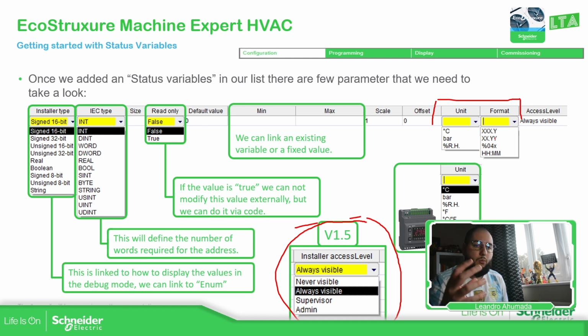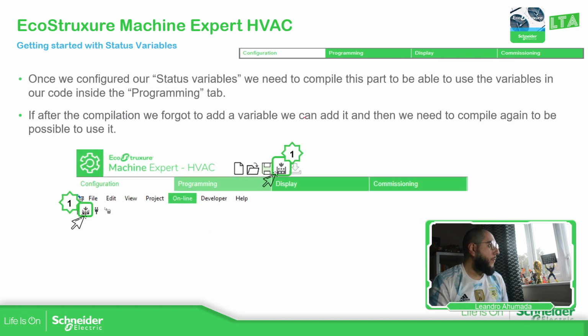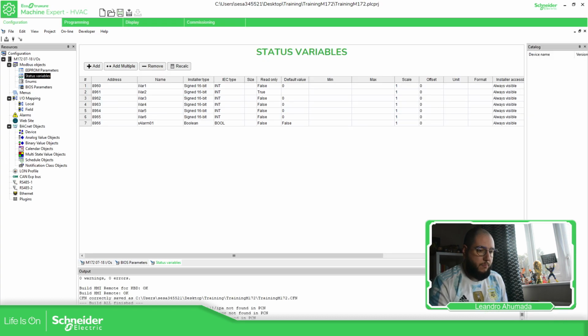When we want to create our web pages, it's going to be useful, but I'm going to show you later. So one thing that we need to do once we create the variables is to compile the project, so we can use those variables in our programming. I'm not going to compile yet, so I can show you.